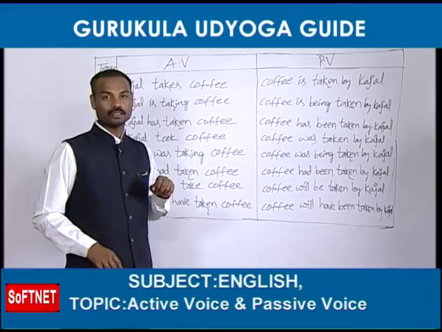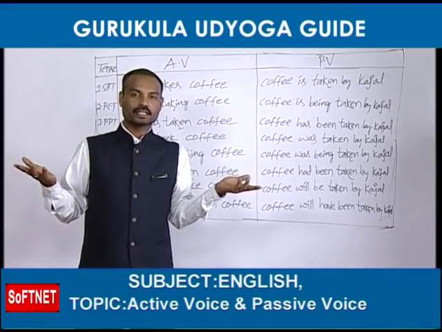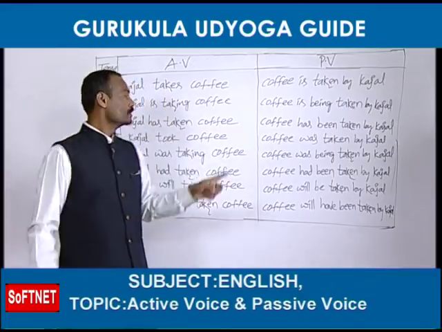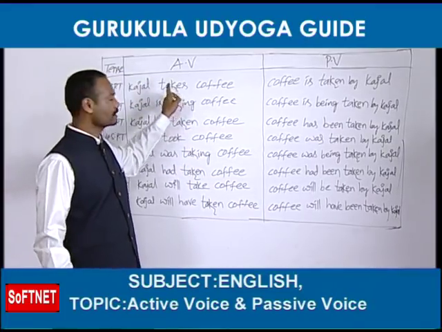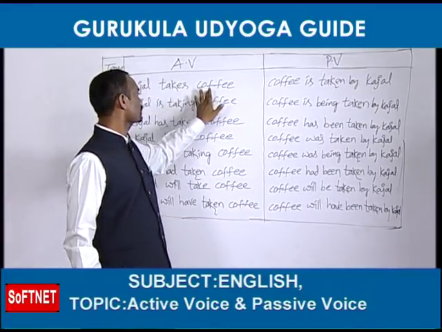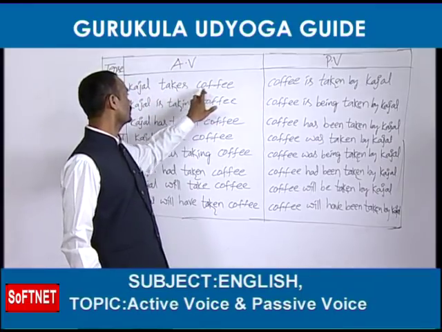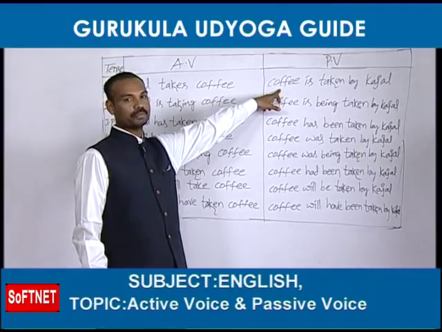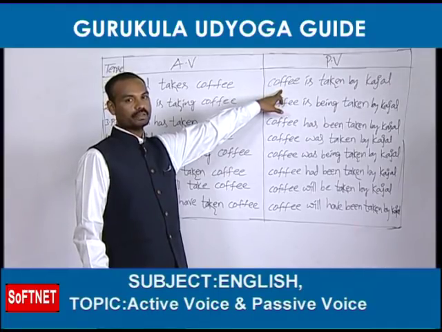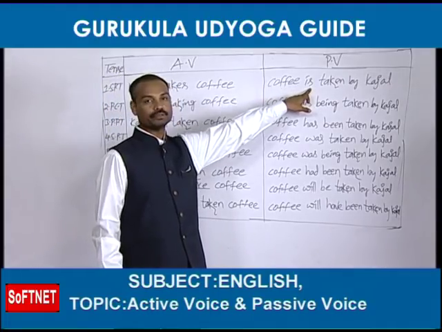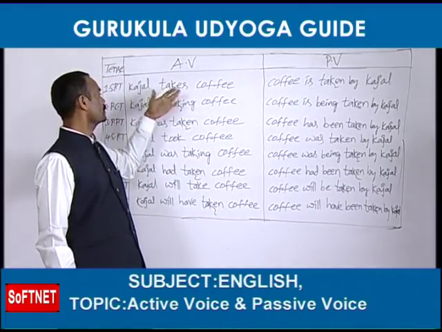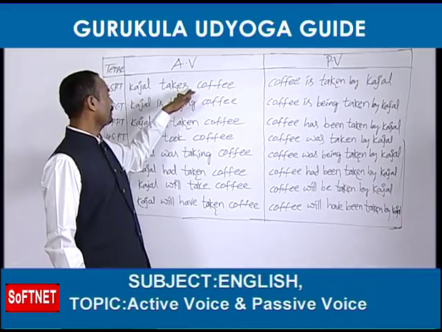Subject plus V1. Okay, means it is simple present tense. In simple present tense, we should always use the first form of the verb. So it has been given from simple present tense, that's fine. So Kajal takes coffee. This is subject, this is verb, this is object. So passive voice, you know that the passive voice should be started with object. Next we need one helping verb. So what I told you, sometimes helping verbs are given in the active voice. In this sentence there is no helping verb.